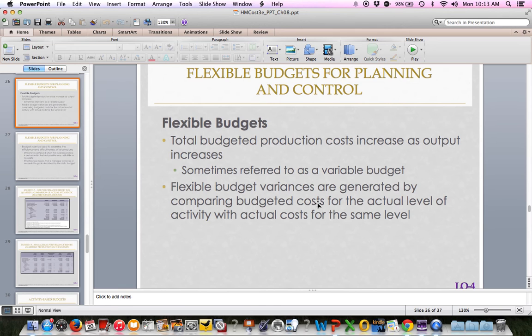And so with a flex budget, total budgeted production costs increase, obviously, as output increases, and they decrease as output decreases. Okay, so that's a flex budget. They also say variable budget, which means about the same thing.